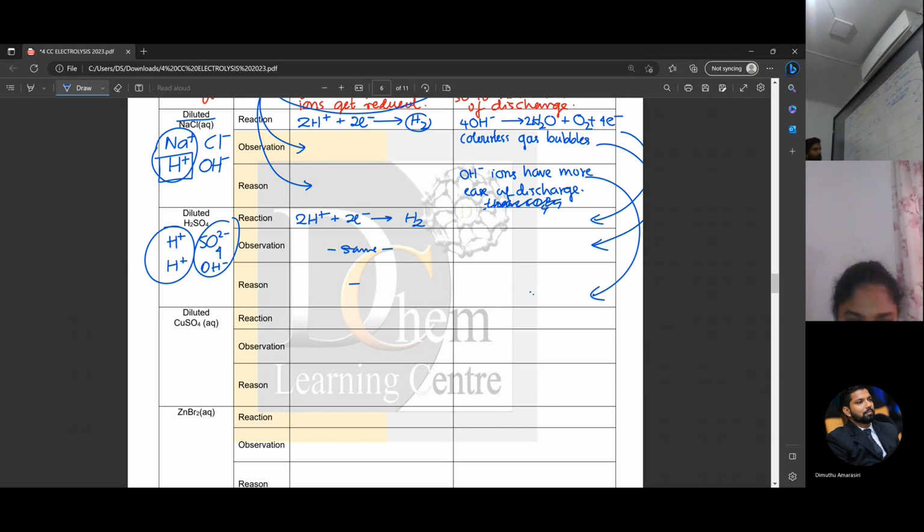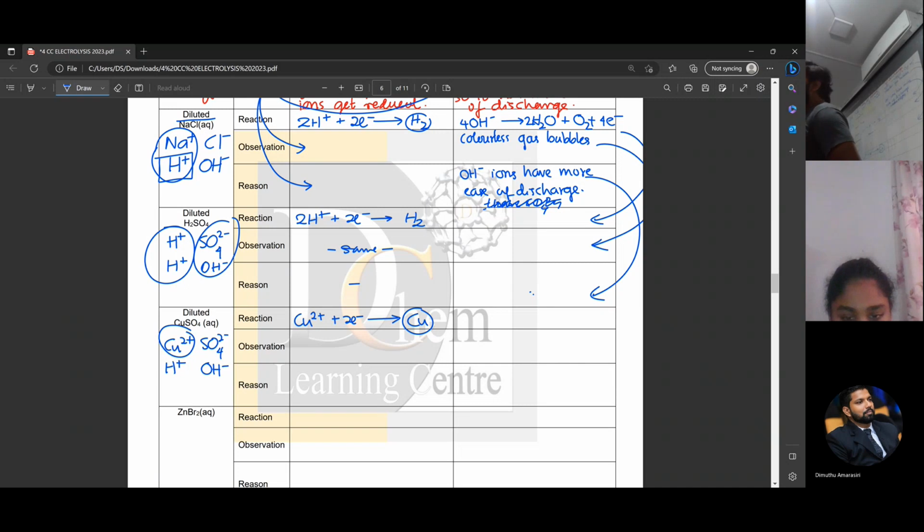So diluted copper sulfate, you have copper 2 plus ions and sulfate ions, and hydrogen ions and hydroxide ions, right? The reaction: we decide copper is less reactive. So copper 2 plus will take 2 electrons and become copper. Observation. Now is this happening at high temperature or at room temperature?